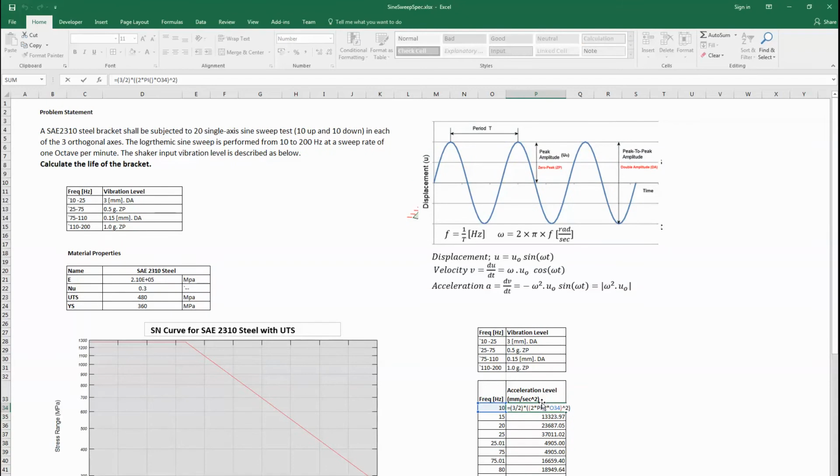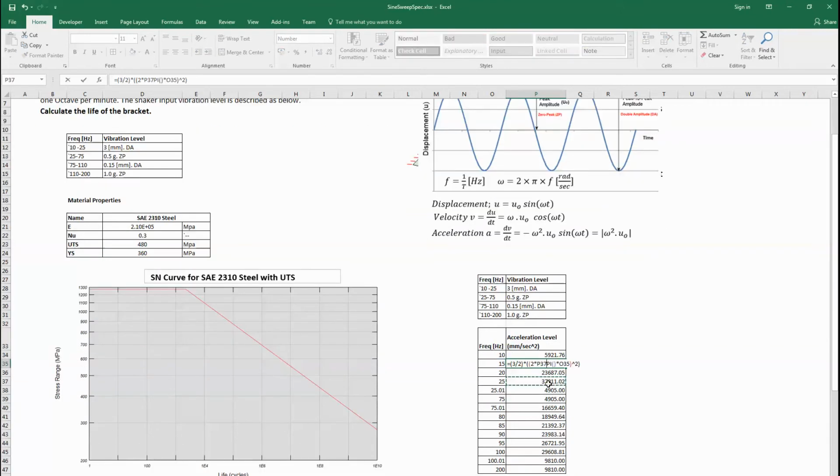Once you know that, we can calculate the acceleration amplitude. That is the displacement times (2 pi f) squared, where f is the frequency. The 3 mm is double amplitude, or peak to peak, so we need to take only half of that, such that this becomes the acceleration amplitude. We can do this for all the frequencies.